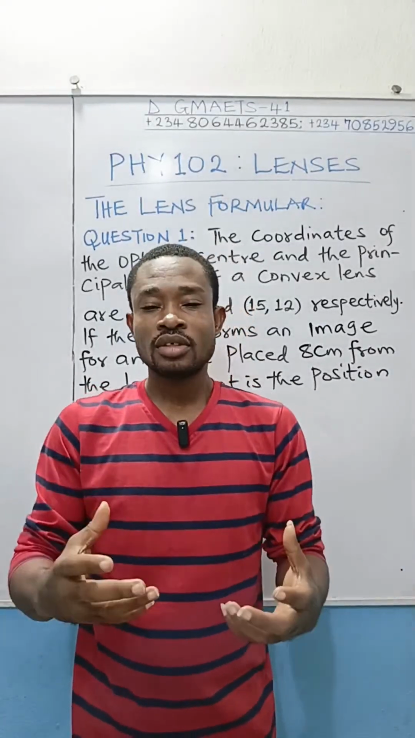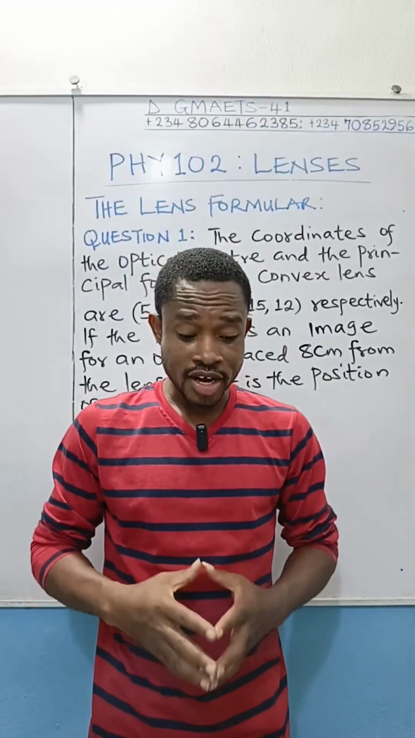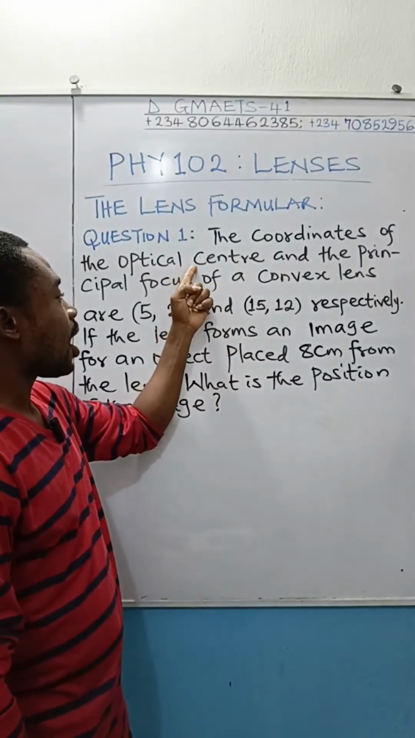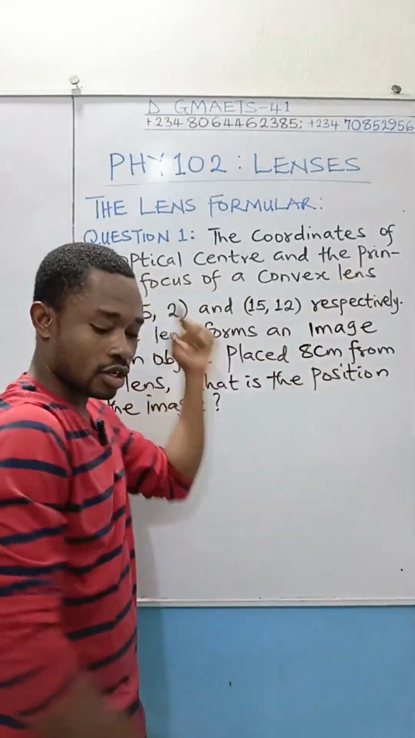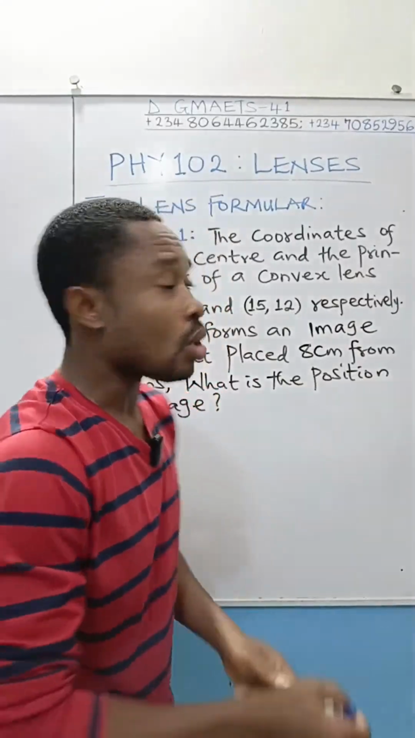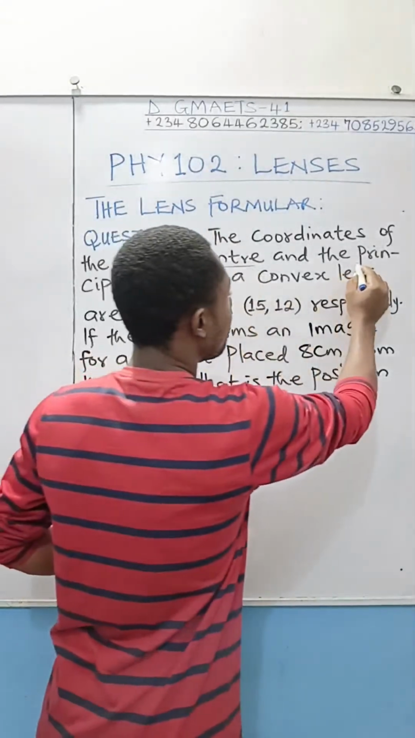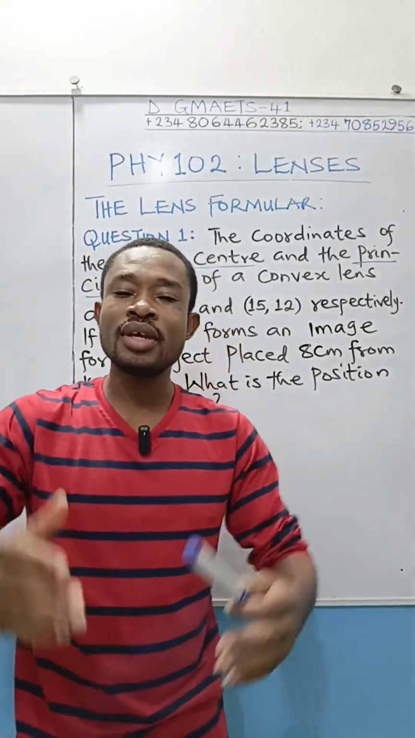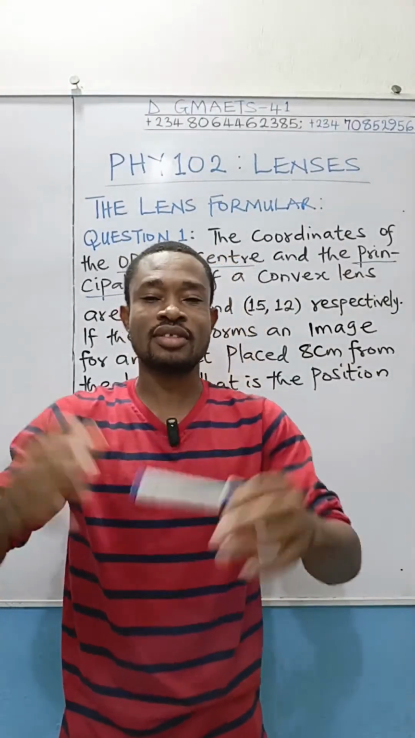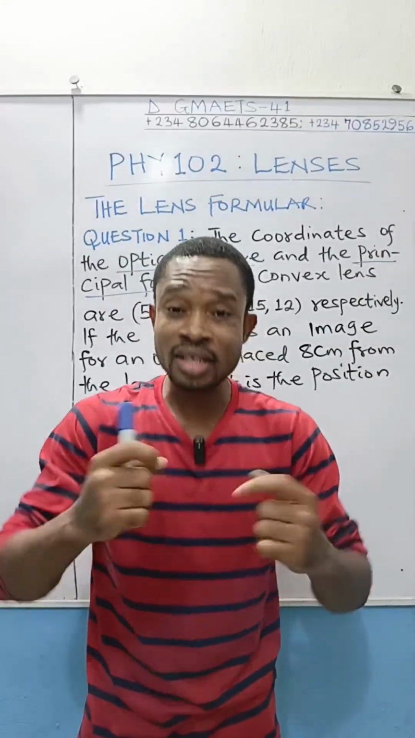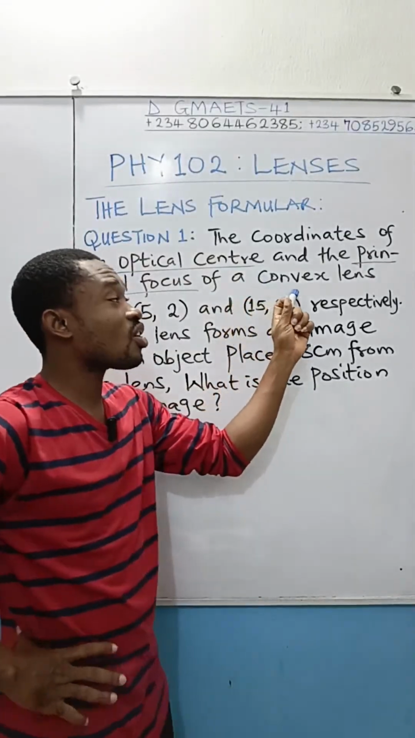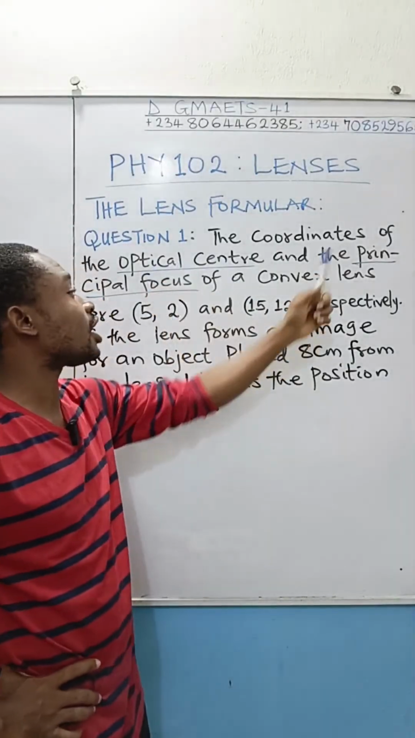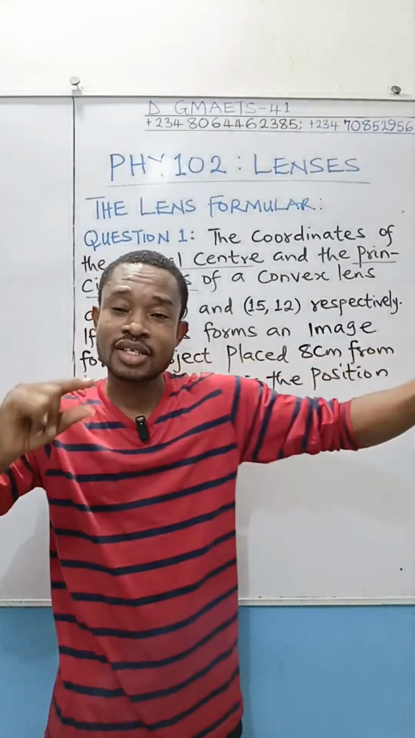If you take lectures on lenses, you will find out that focal length is the distance between the optical center and the principal focus. That is what we refer to as focal length. Which simply means, for this convex lens you are seeing, focal length is the distance from the optical center to the principal focus. The distance, the length.